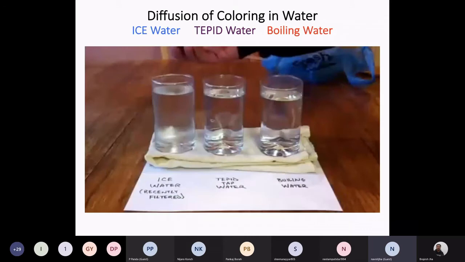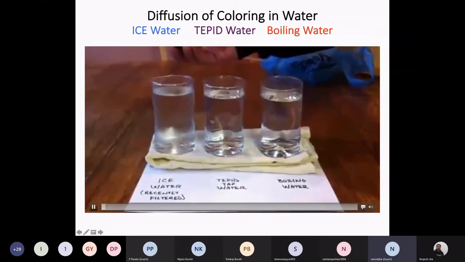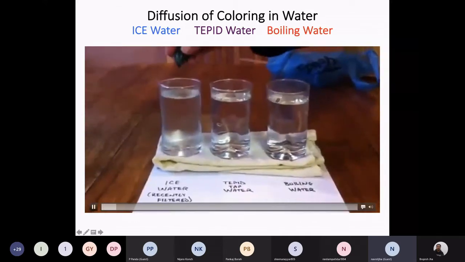Next, a very simple example of diffusion of color in water. I will take 3 glasses of water. One is ice water on the left side, the middle one is tepid water, and the right one is boiling water. I am going to put a black color in each, and let us see where the diffusion is very fast and where it is slow. These are some 8th class experiments, but they teach us a lot.